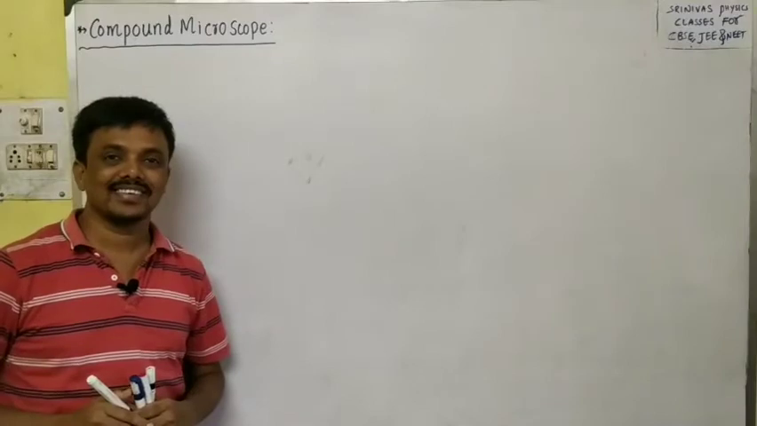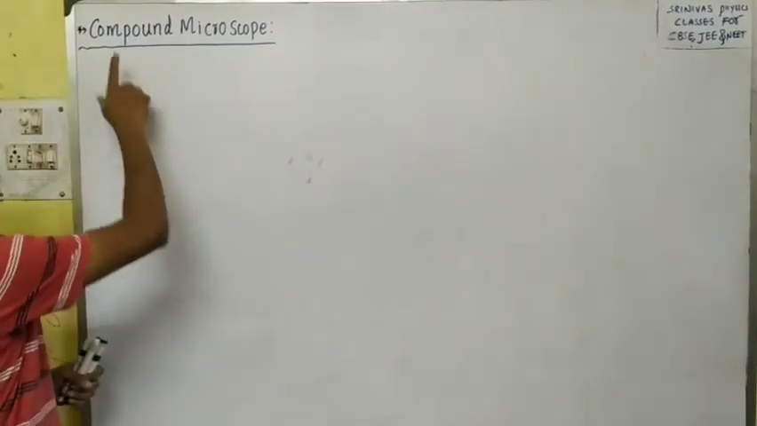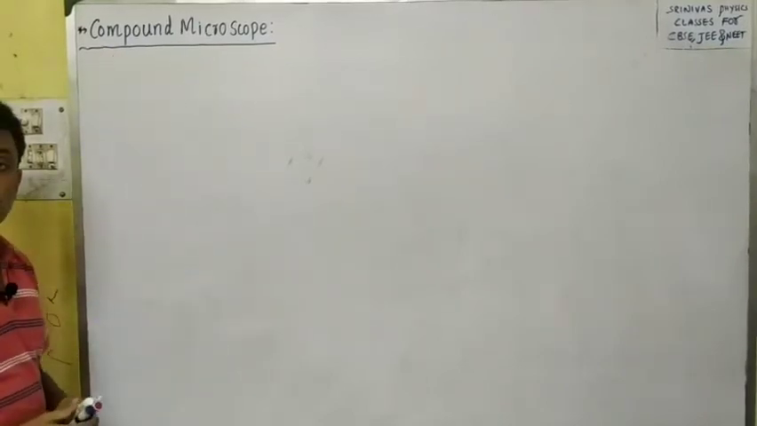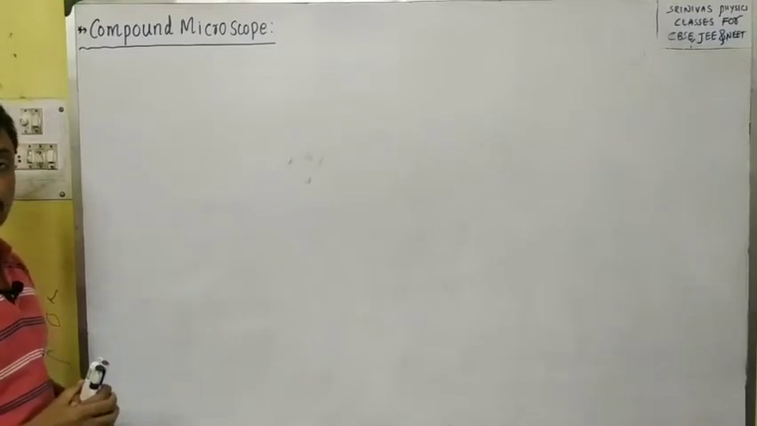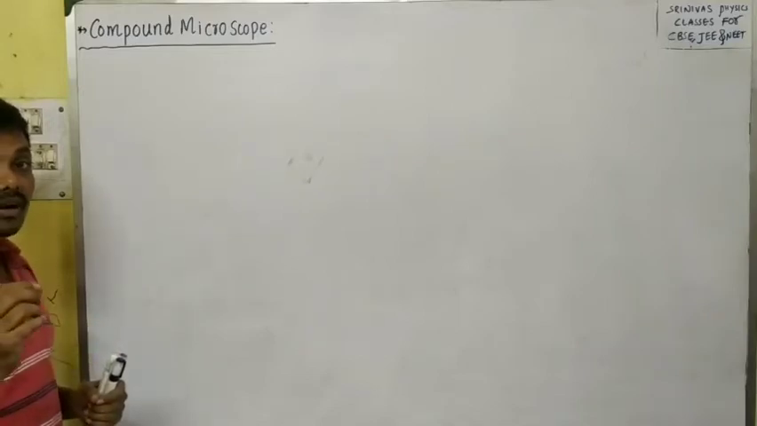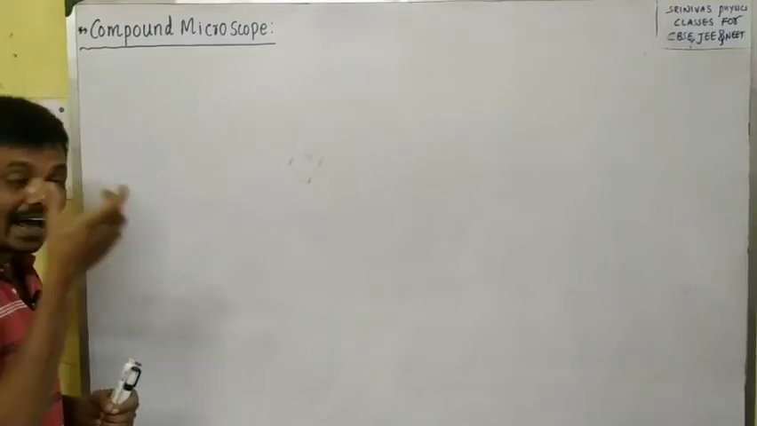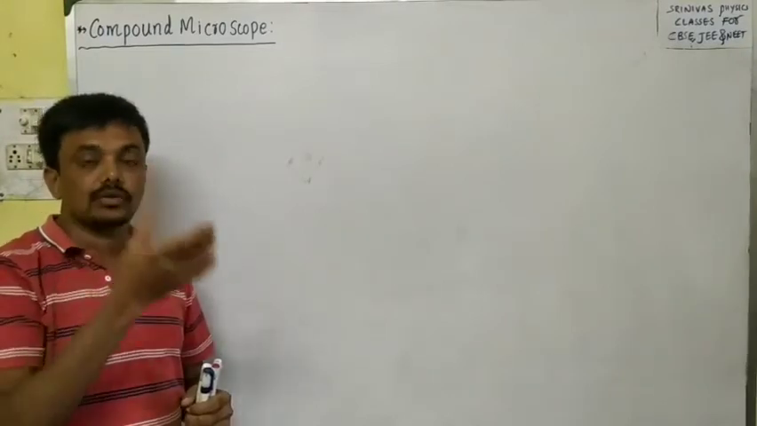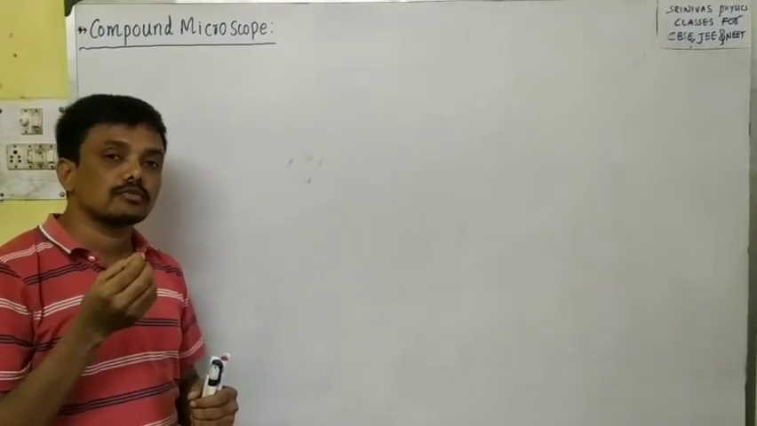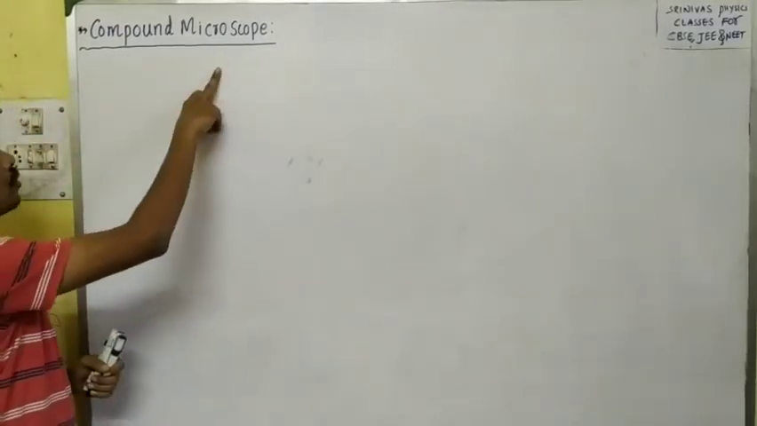Hi to all. Today I am going to explain the compound microscope. Compound microscope and simple microscope are the two types of microscopes. These are used to see smaller objects which we are unable to see with our naked eye, the direct eye. Such small particles we can see by using a simple microscope or a compound microscope.